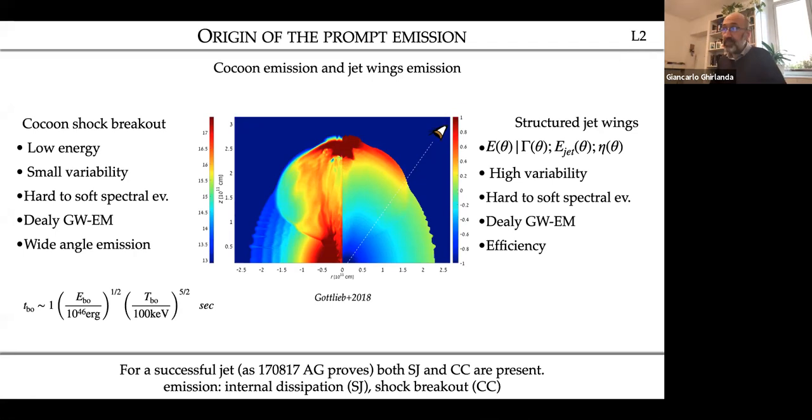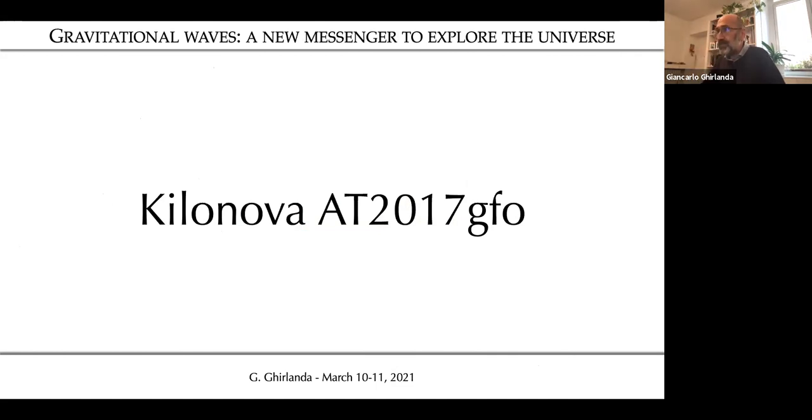On the other side, the structured jet wings could explain a higher variability of the prompt, which is not observed, and can explain the delay, but at the expense of having a structure not only in the energy and bulk Lorentz factor, but maybe also in the efficiency, which means that at large angles, at 20 degrees in this case, to explain the prompt emission, we should have somehow lower efficiency with respect to the prompt one. And I stop here. Thank you.